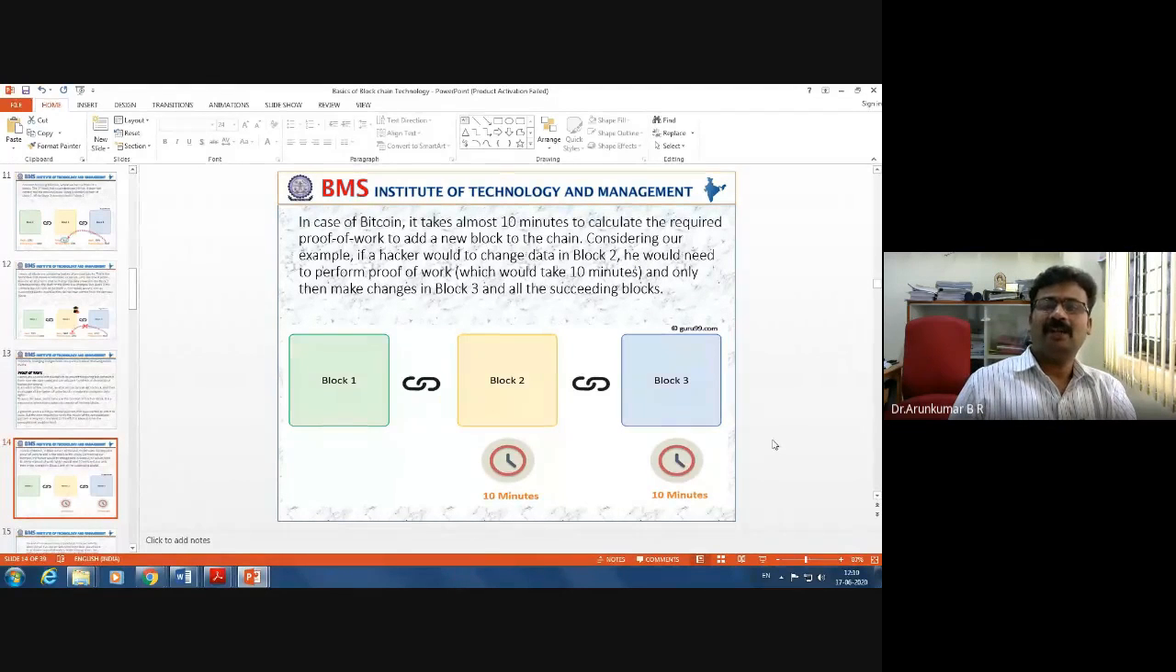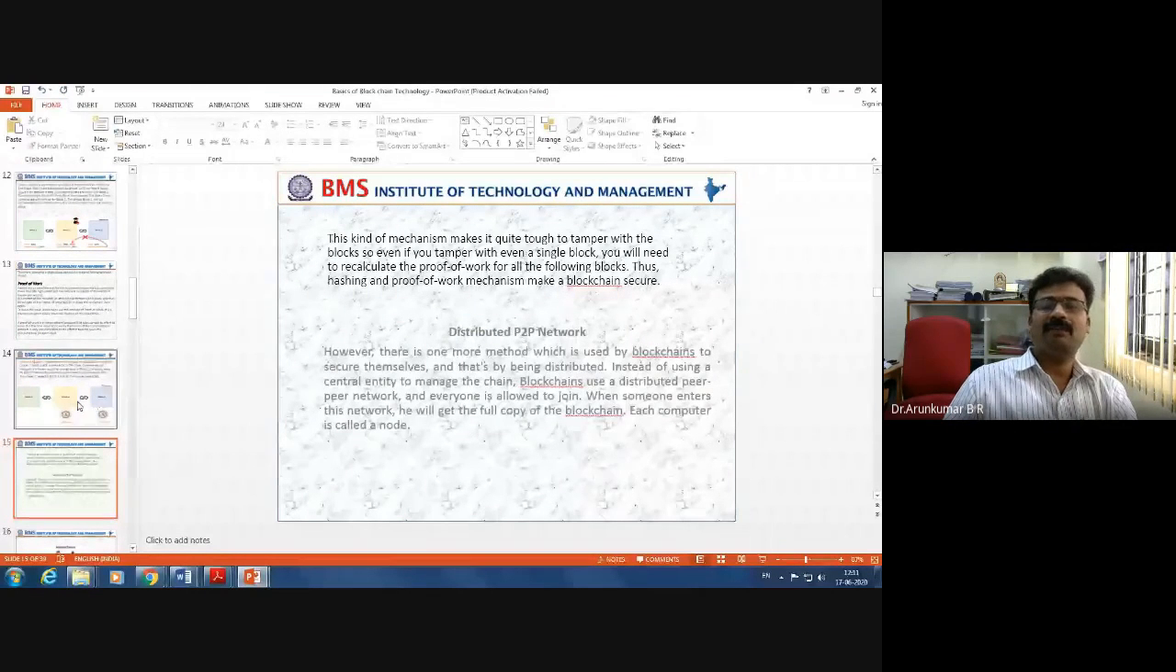So if he wants to change block 2, he has to perform proof of work, and only then can he make the change in block 3 and all the succeeding blocks. So it takes a lot of time here. If you want to make any changes, a lot of time will be consumed. This kind of mechanism makes it quite tough to tamper with the blocks. Even if you tamper with a single block, you need to recalculate proof of work for all the following blocks. So if you make changes in the second block and you have 100 blocks remaining, the second block anyway has to be done. Genesis block, no changes. So n minus 2 blocks, you have to make the changes. Thus, hashing and the proof of work mechanism make a blockchain secure. See how the mechanism brings the security.